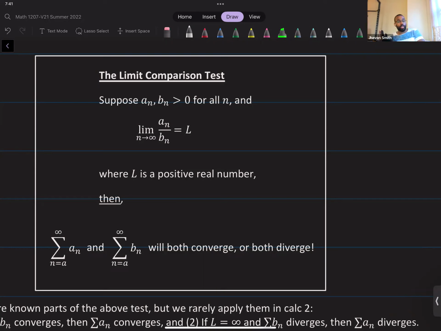And so they will both converge or they will both diverge. The idea being, you will know about one of these: you will know that one converges or one diverges, and that will help you talk about the other one.